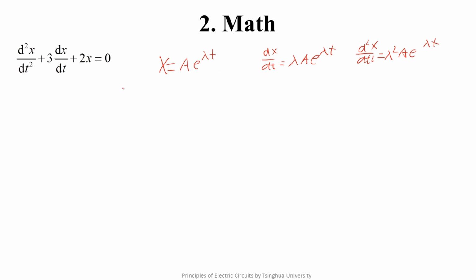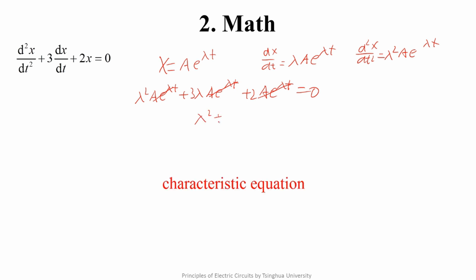Substituting the three expressions into the equation on the left, we know that lambda squared times a times e to the power of lambda t plus 3 lambda times a times e to the power of lambda t plus 2a times e to the power of lambda t equals 0. Because all a times e to the power of lambda t can be eliminated, we get the characteristic equation, that is lambda squared plus 3 lambda plus 2 equals 0.